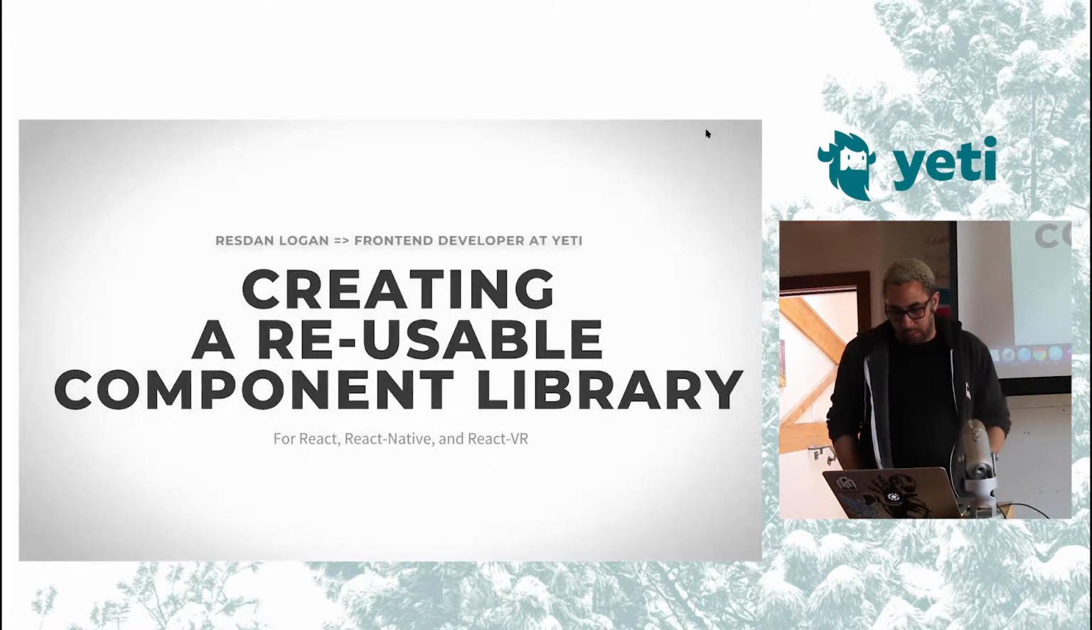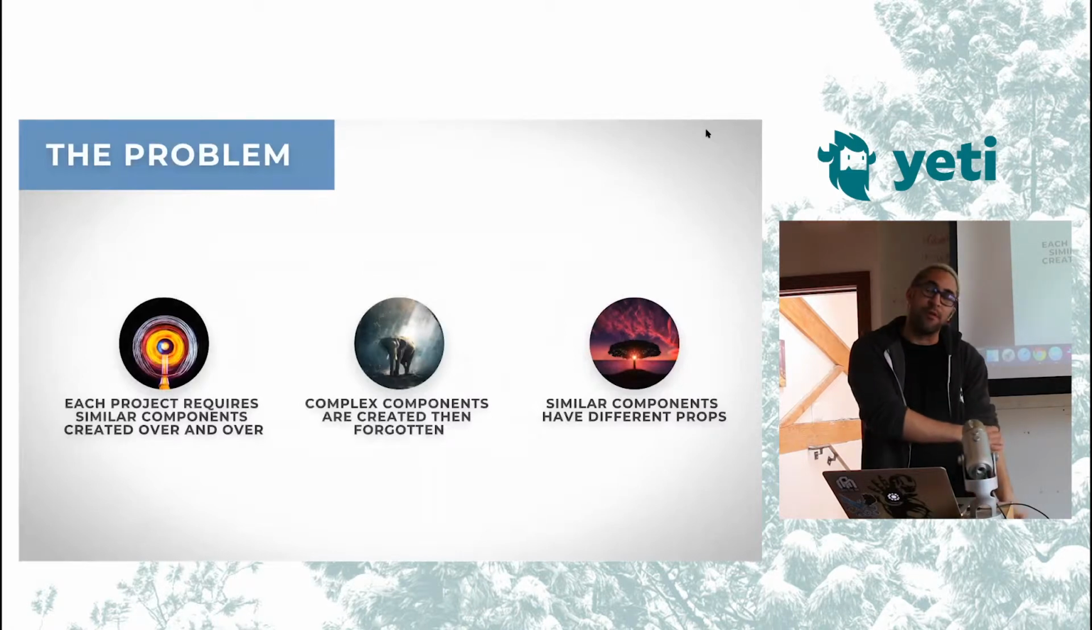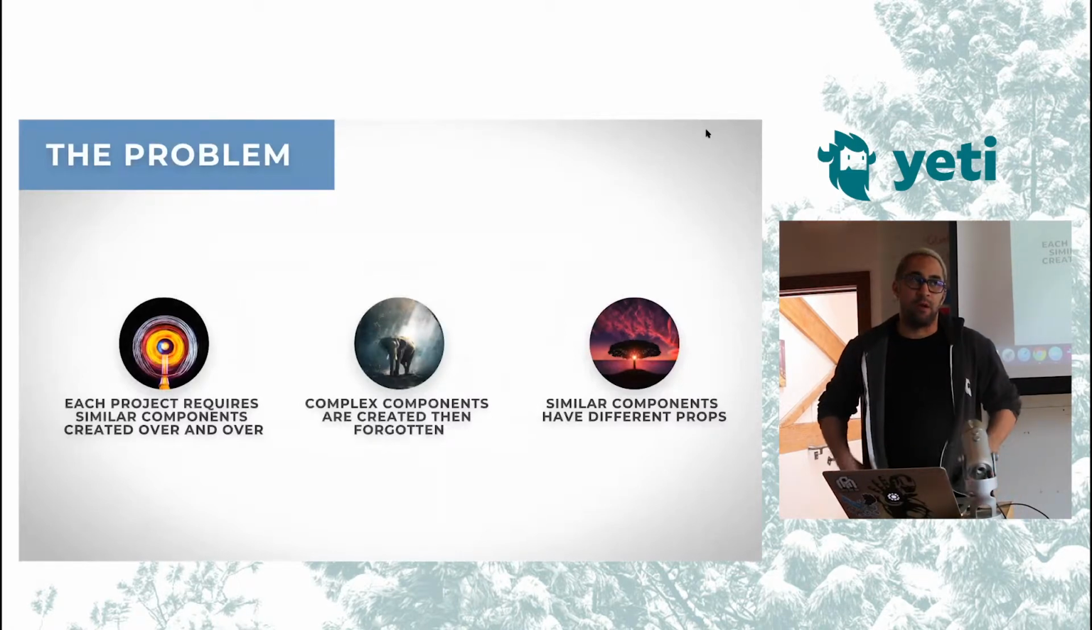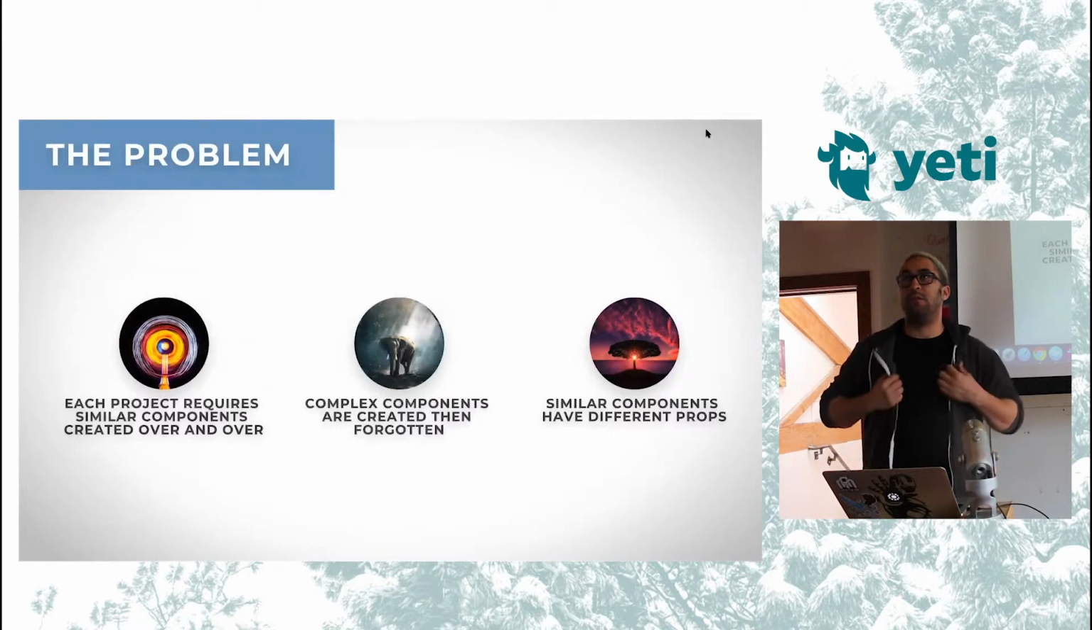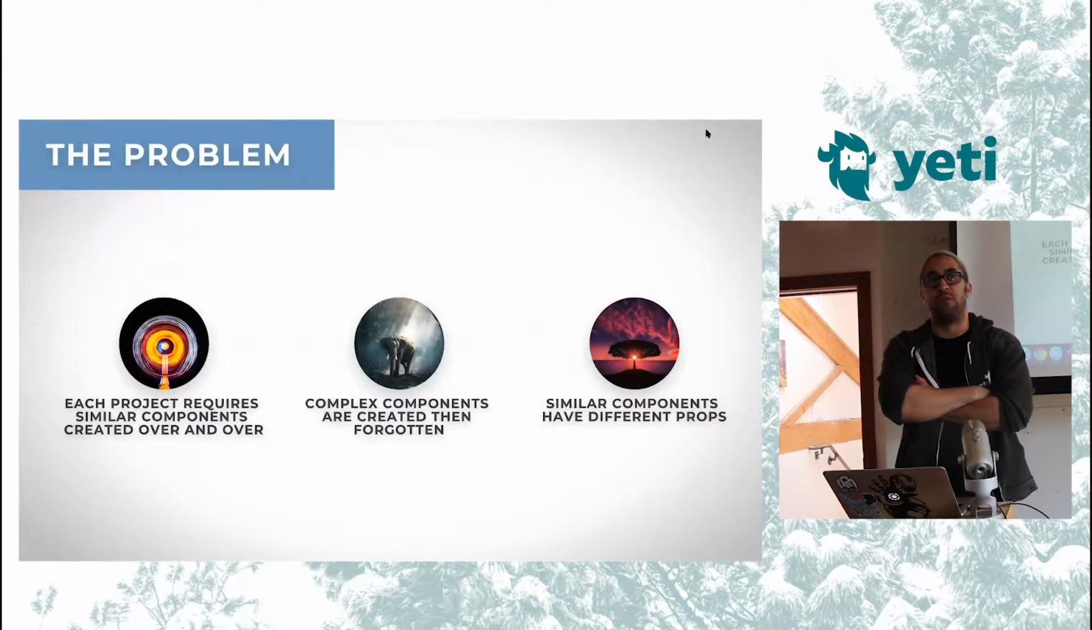Front-end developer here at Yeti, and I've been working on creating a reusable component library. The problem that I was seeing is that each project requires similar components created over and over. We iterate through projects very quickly. We tend to make a lot of components to satisfy those project solutions, and there should be some way for us to cut down on the amount of time that we use towards making those same components over and over.